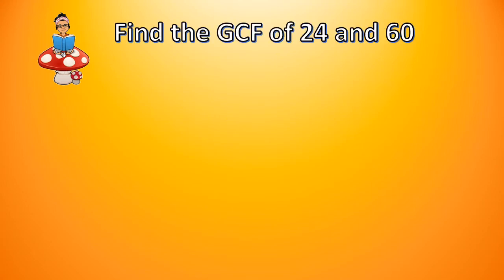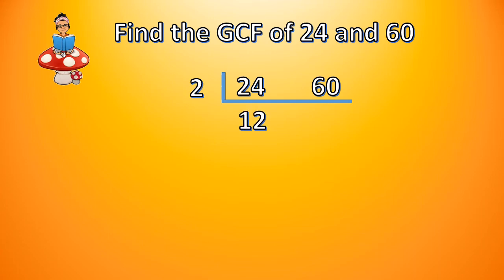Okay, let's have another example. Let's find the GCF of 24 and 60 using continuous division method. So think of a common factor of 24 and 60. And any common factor you can think of can be used as their divisor, okay? Okay, how about we use 2? 24 divided by 2 is 12. And 60 divided by 2 is 30.